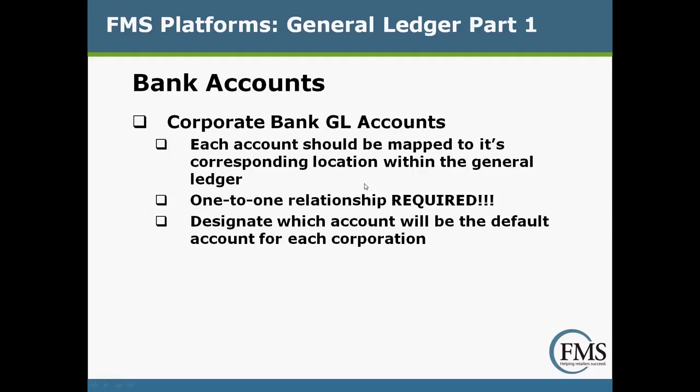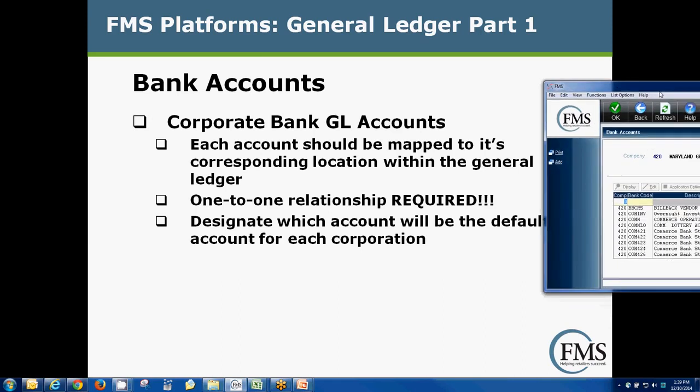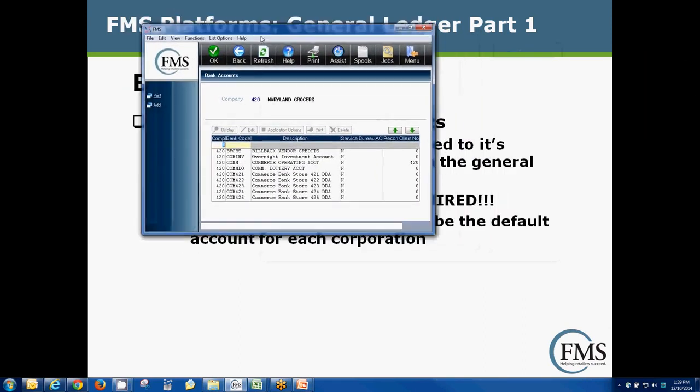What we don't want is a client using, say, general ledger account 1101 for their operating account, and they change banks and decide to keep the same general ledger account number. That's not very helpful, and it makes it really hard to do reconciliations and impossible to do it if they're on ReconNet. So if they change banks, create a new general ledger cash account to go with that bank. So the last thing to do is to designate which account will be the default account for each corporation.